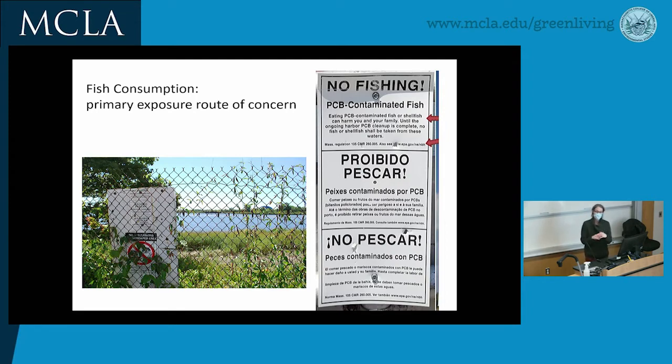But what you hear about most often when it comes to PCBs is the consumption of seafood that would be contaminated, and that would be the primary pathway by which humans would ingest PCBs. So if you walk along the harbor and any site that you can access the harbor, you will likely see signs like this that warn you against fishing or eating any of the fish consumed in the harbor.